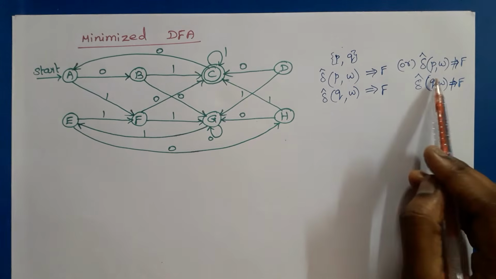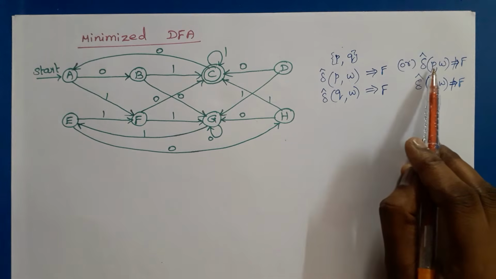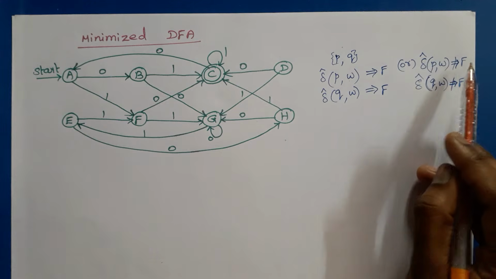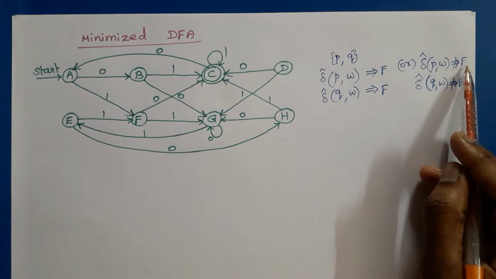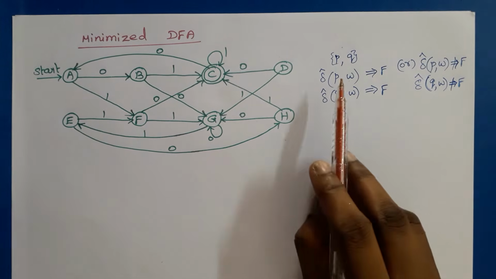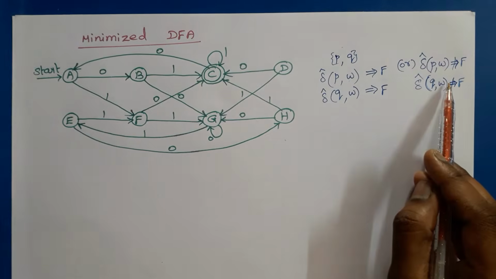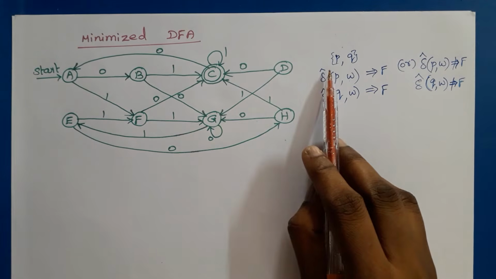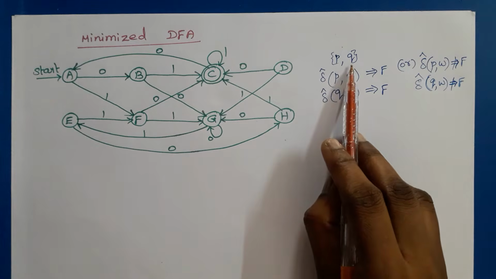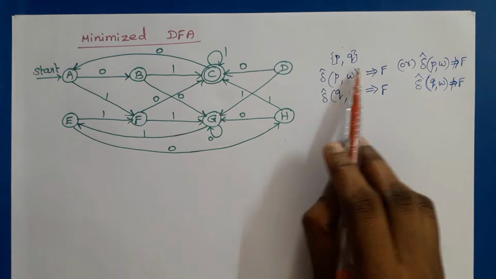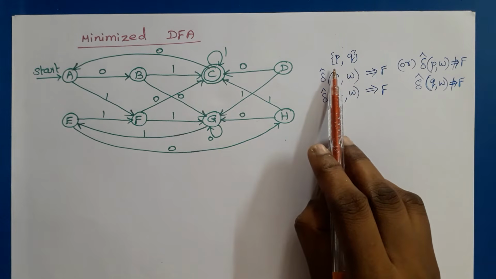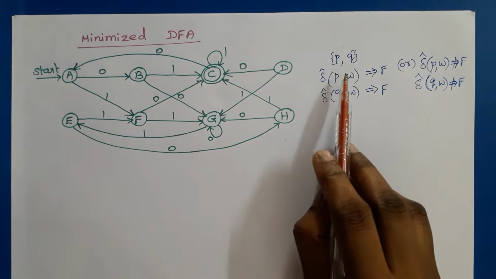Or another condition is, if for the input string W, P goes to a non-final state, then Q also goes to a non-final state. So if either this condition or this condition is satisfied, then we can say that P and Q are equivalent. So we have to consider PQ as a single state.